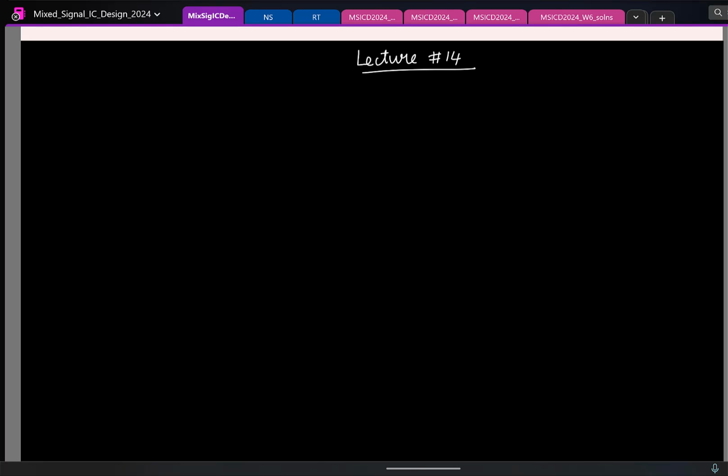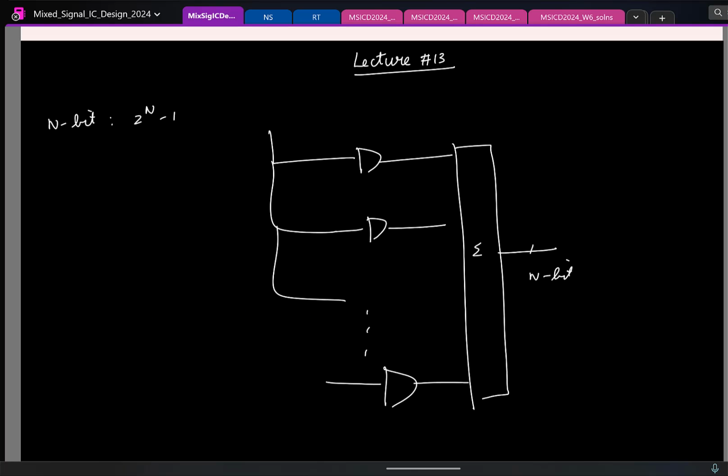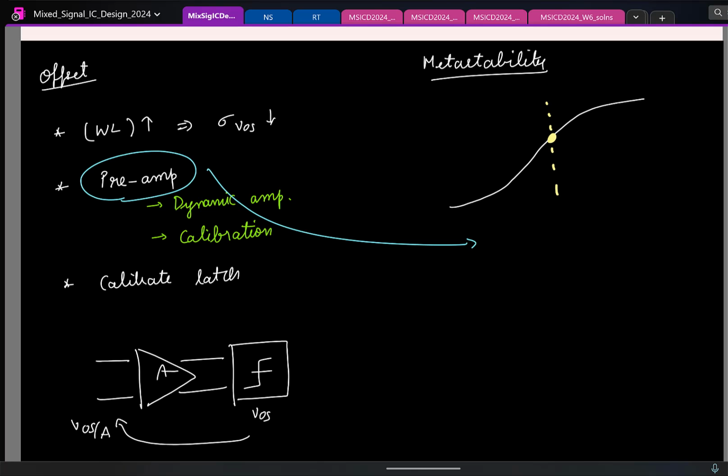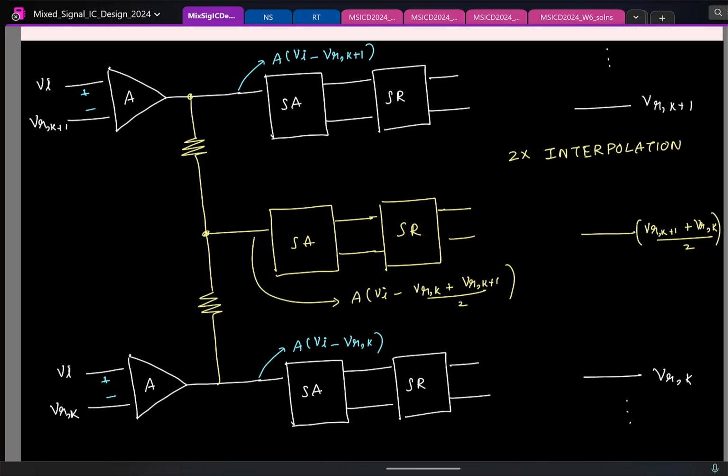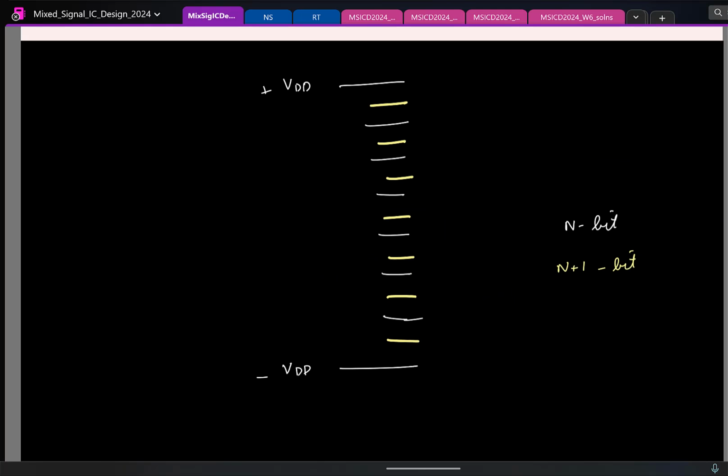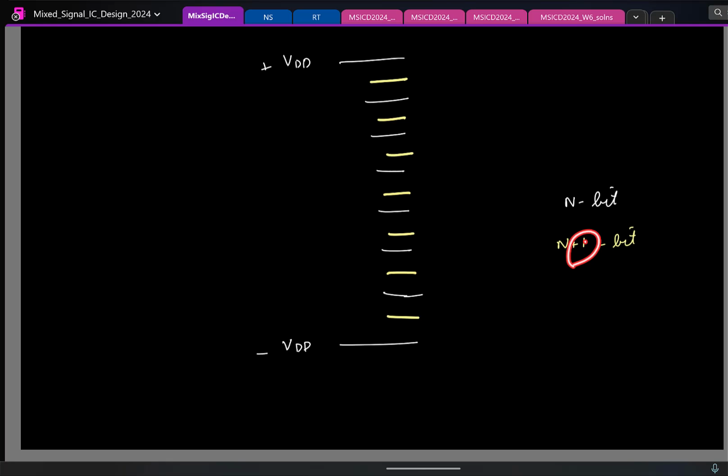Okay, let's continue. So we have been looking at making flash ADC, and in the last class we saw a technique to improve the resolution of flash ADC without actually having to double all the resources required. So the idea is interpolation. Essentially the goal is to introduce an additional reference voltage between two existing reference voltages to increase the resolution by 1 bit.